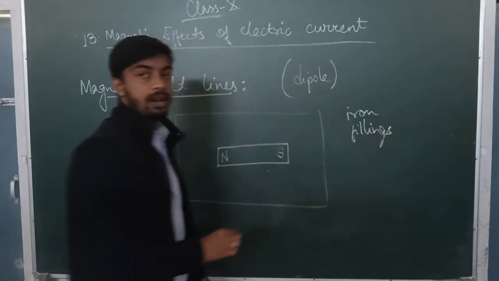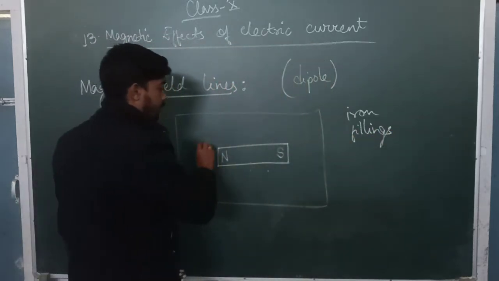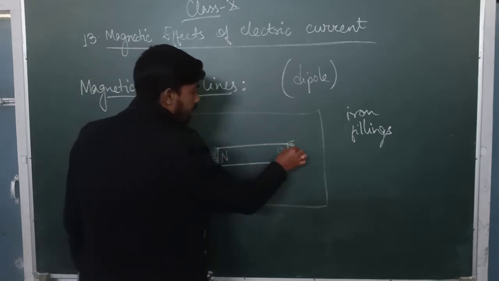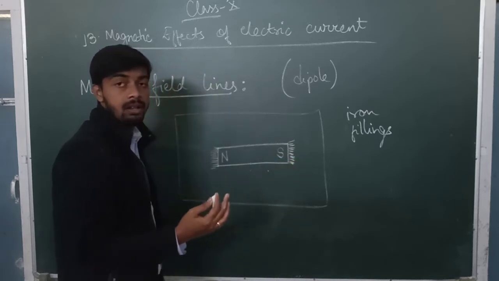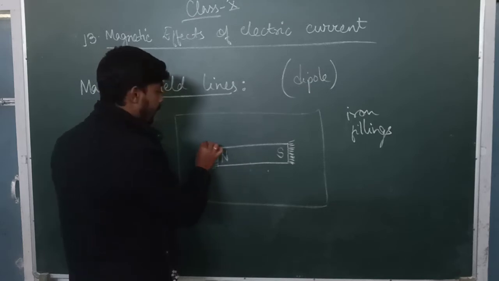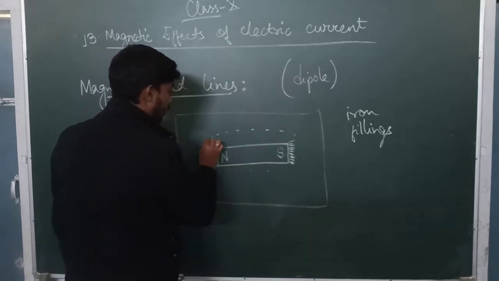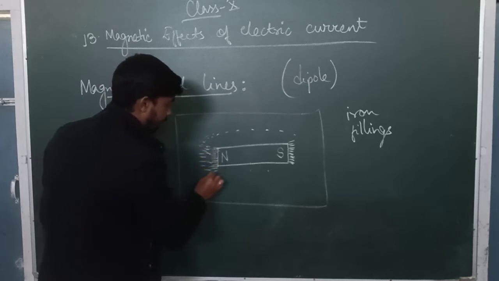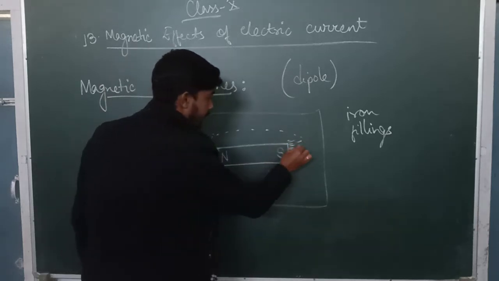We spread some iron filings over it. Then these pieces of iron will arrange themselves on these two sides, meaning they will get attracted, since it is iron. Iron will get attracted to the magnet, and these iron filings will arrange themselves at the ends of the magnet. They will stick at both ends.